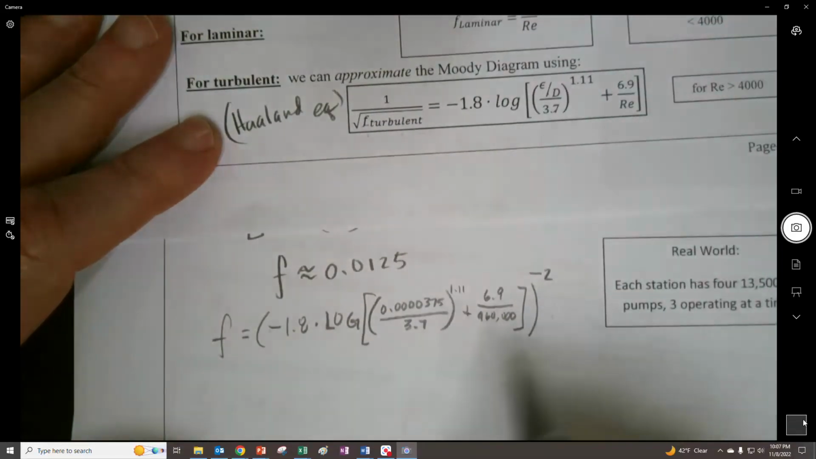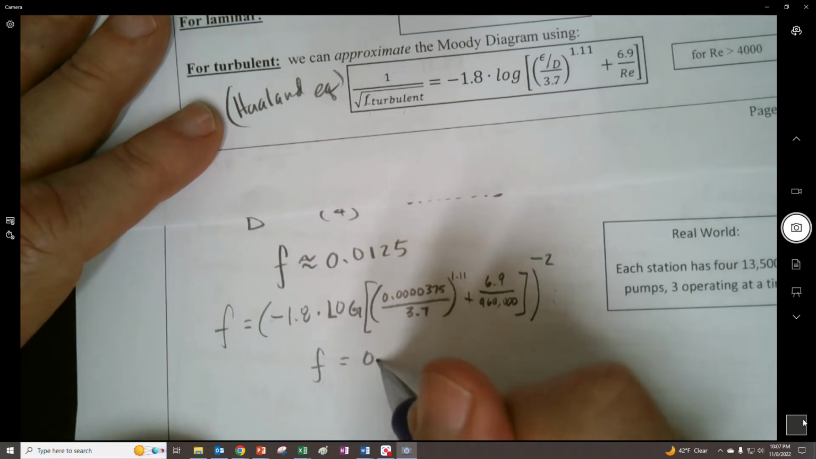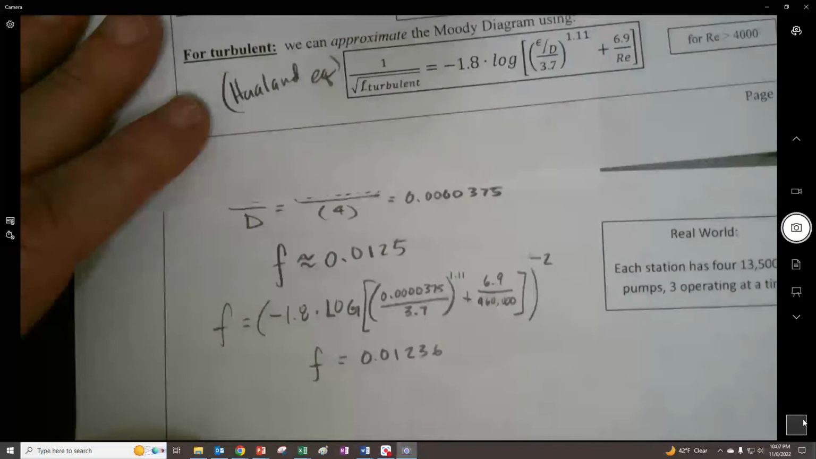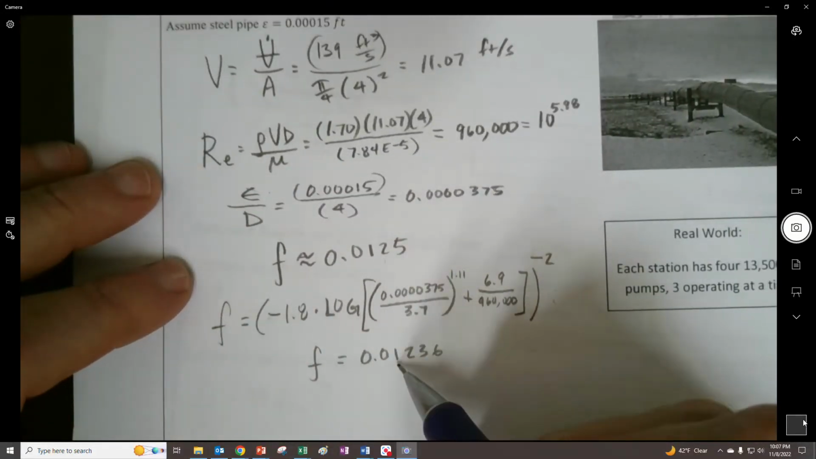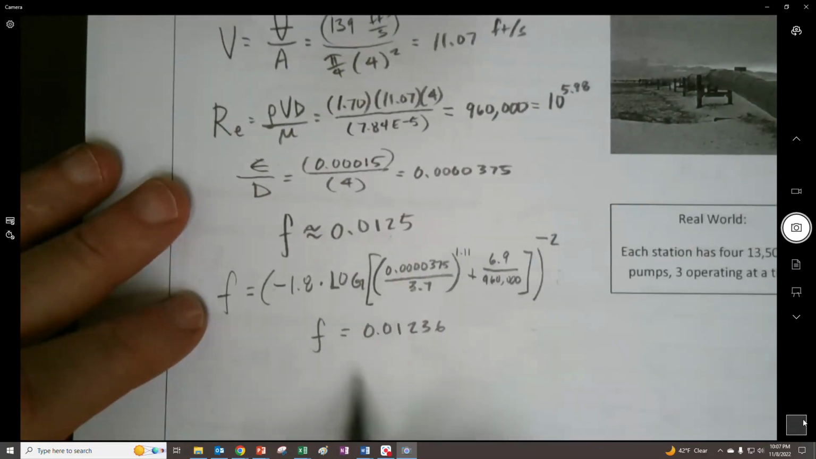So that's where the minus is right there. And if I do that, I end up getting 0.01236 for 4 sig figs. So you see that wasn't terribly bad. It wasn't a terribly bad thing to do it by the graph, but you just had to be really careful when doing it on there.